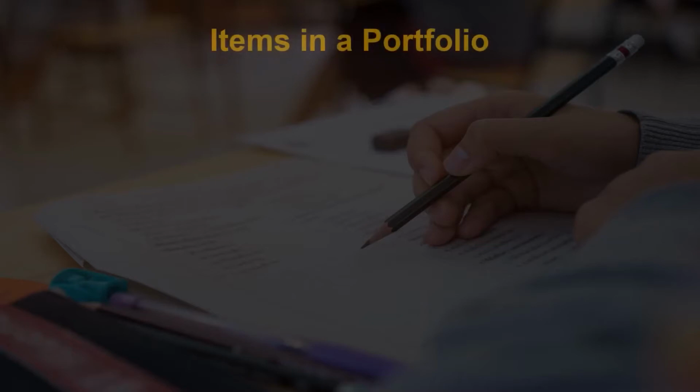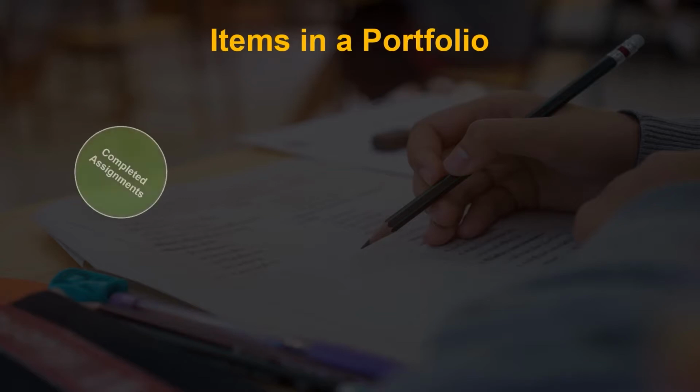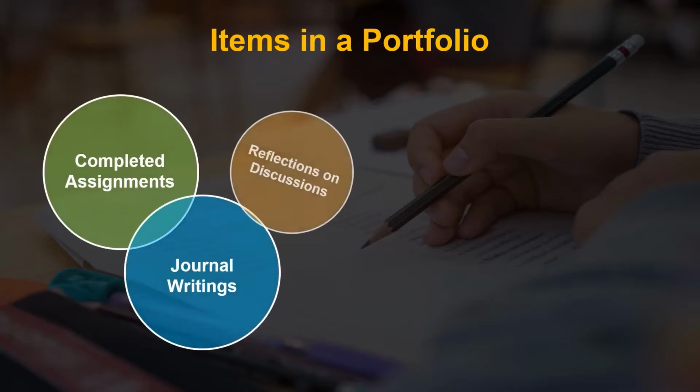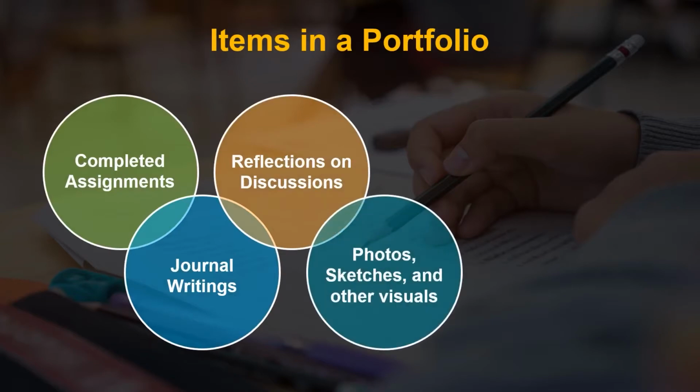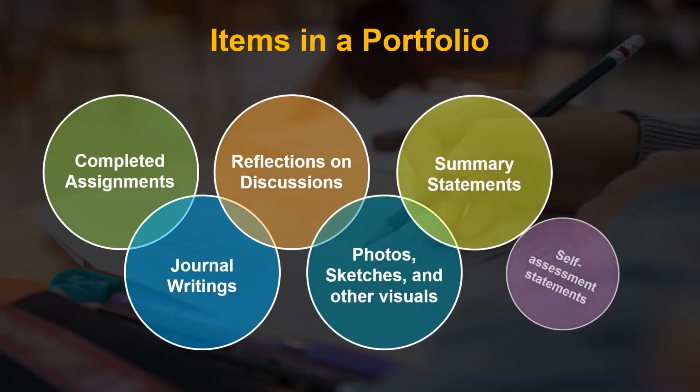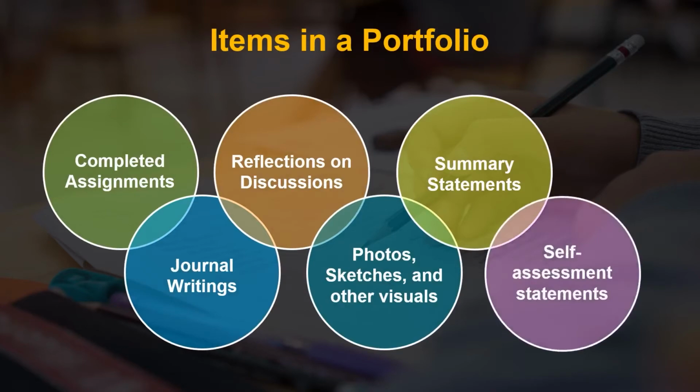The teachers may be evaluating the portfolios of learners. Then what are the items included in a portfolio? When we look at the portfolio, it's a collection of a variety of items such as completed assignments, journal writings, reflections on discussions, photos, sketches and other visuals, summary statements and self-assessment statements. All these are the items that come in a portfolio.